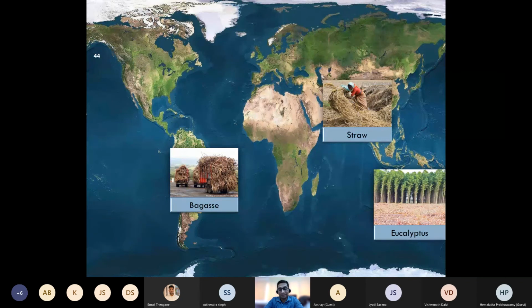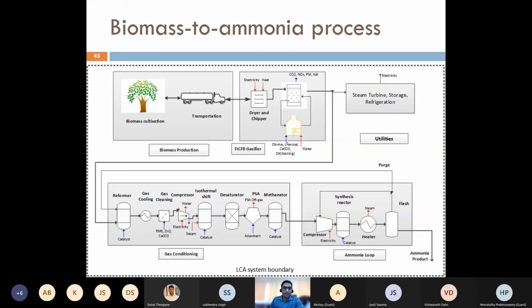Eucalyptus is an energy crop that can be grown on purpose. Straw is a farm waste available in farms, plenty and scattered. And bagasse is an industrial waste, which is available outside the industry but has many side uses as well. Three different types of supply chains, three different types of characteristics, and the aim was to produce ammonia, the same chemical, from all of them. And this is a flow sheet that I adopted.